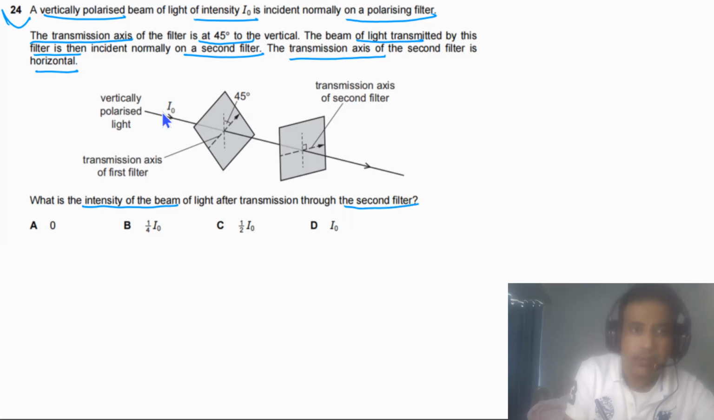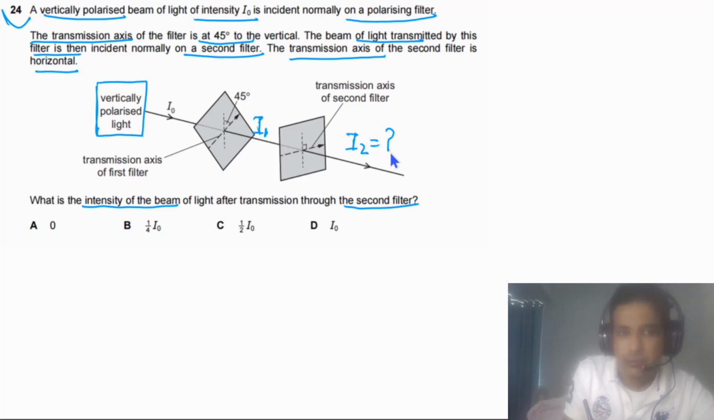So here we have I0, and this light is vertically polarized, and we can say I1 after the first filter, and intensity of light I2 after the second filter. For this question we need to find the value of I2. First of all, let's calculate I1. Simply we need to use Malus's law, meaning I transmitted is equal to I incident times cosine square theta.